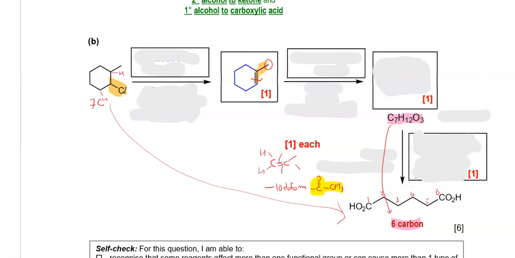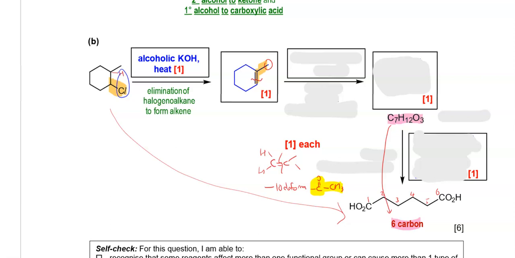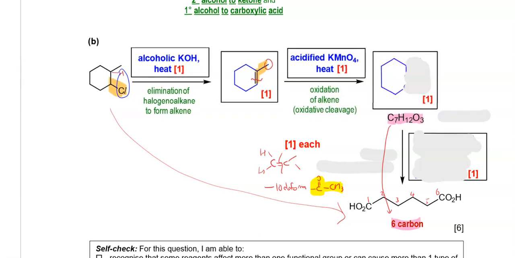So how can I do elimination of your halogenoalkane? I'll consider doing alcoholic KOH with heat. This is basically elimination of a halogenoalkane to form an alkene. The H and Cl come out, and you form a double bond between the two carbons. Then subsequently, to get an open chain from a ring, naturally, as I mentioned earlier on, we will involve the breaking of the C=C double bond using acidified KMnO4 with heat. This basically cleaves your alkene into this open chain. So at this juncture, it's just our postulate.